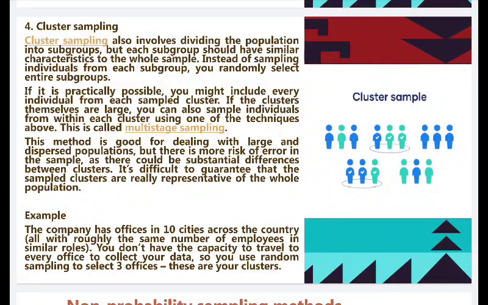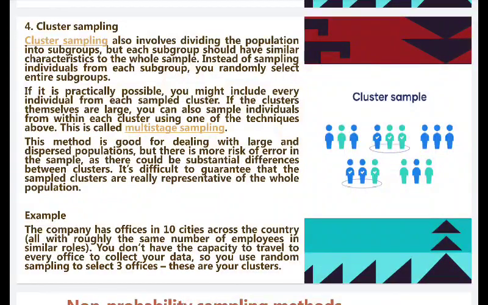This method is good for dealing with large and dispersed populations, but there is more risk of error in the sample, as there could be substantial differences between clusters. It's difficult to guarantee that the sampled clusters are really representative of the whole population.